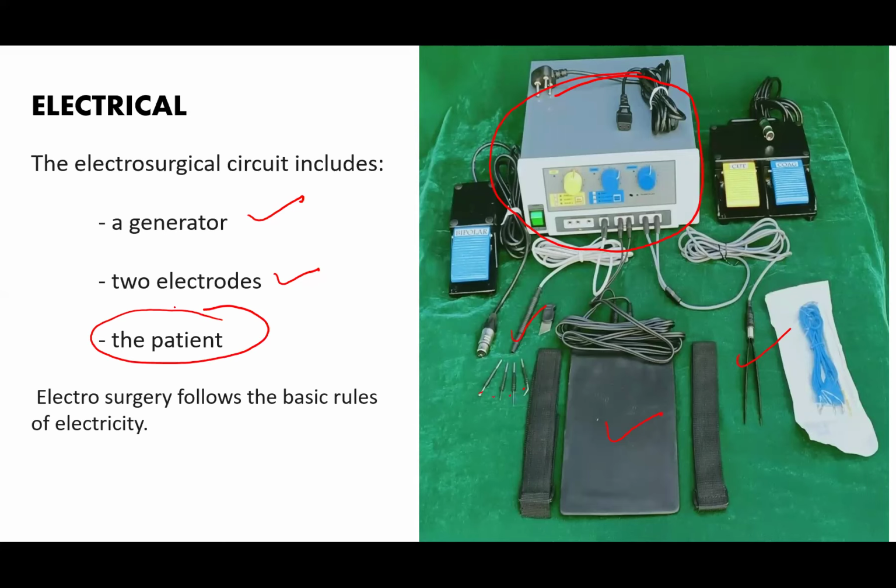Okay. So now, electrosurgery follows the basic rules of electricity. We are going to see the basic rules of electricity. Now, this picture is just to demonstrate the surgical circuit. We'll go into detail. This is a circuit that is used for an open surgery. This is what we are all familiar with, the diathermy machine.